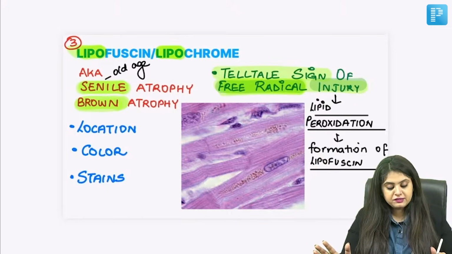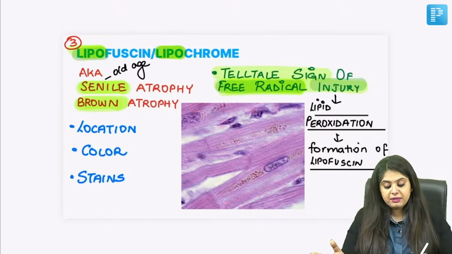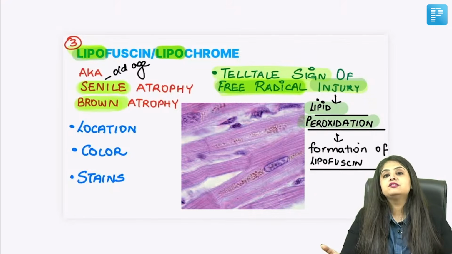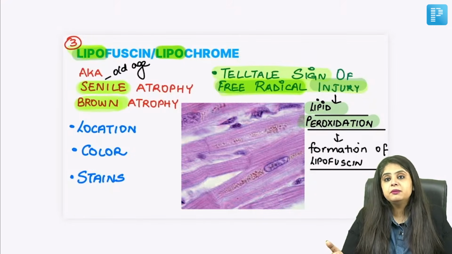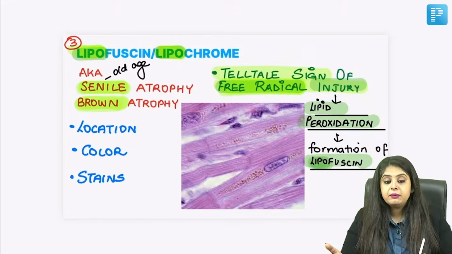So can I understand now why the word lipo has come? Because, ma'am, it is formed due to the lipid getting spoilt in my body. It is causing lipid peroxidation. That is why lipofuscin pigment is formed. Hence you named it lipo.